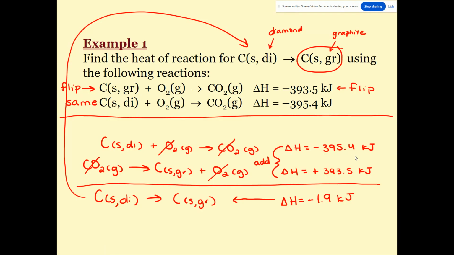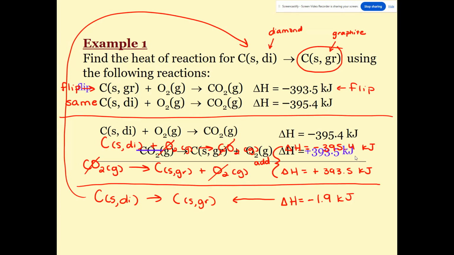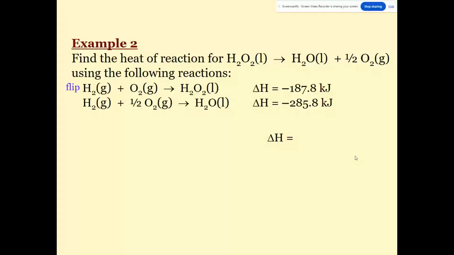Let's look at another example. Okay, find the heat of reaction for hydrogen peroxide becoming liquid water and a half O2 gas. Now, when I have reactions that have multiple compounds and elements, I'm going to focus on the compounds and kind of ignore the elements, because it'll usually work itself out from the other reactions.